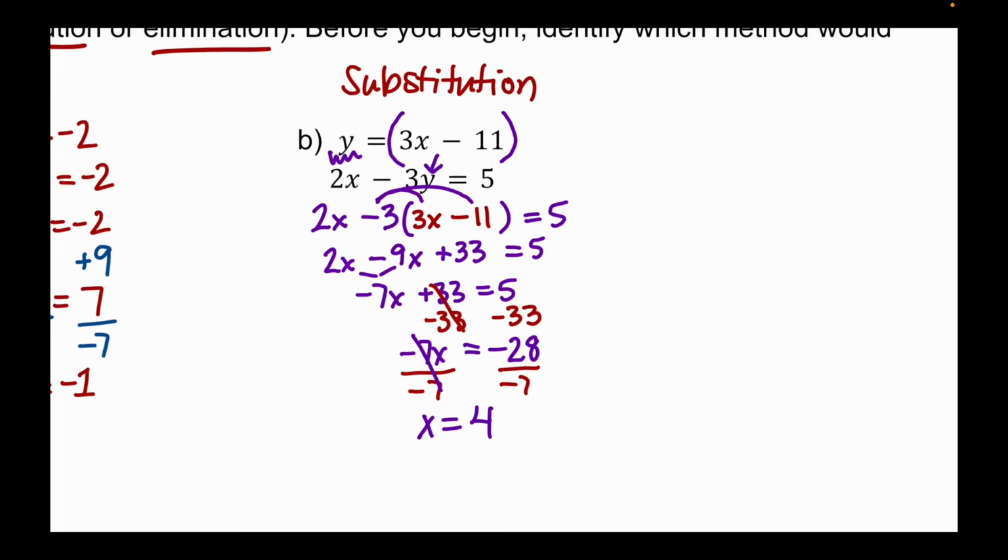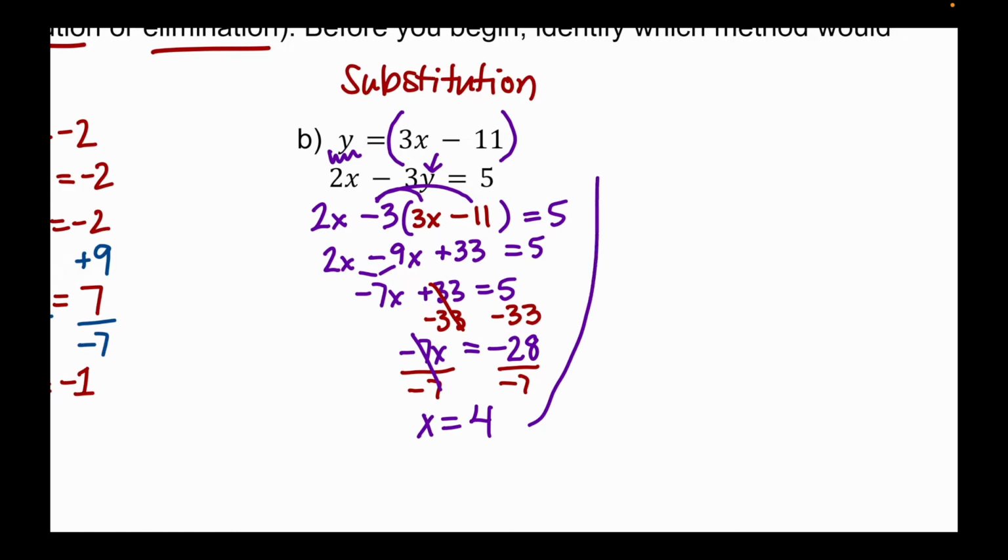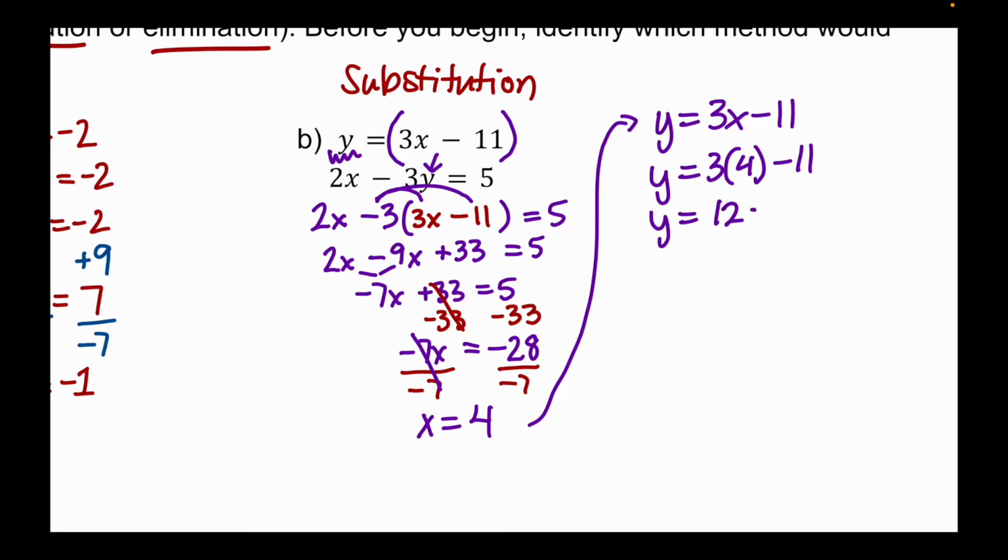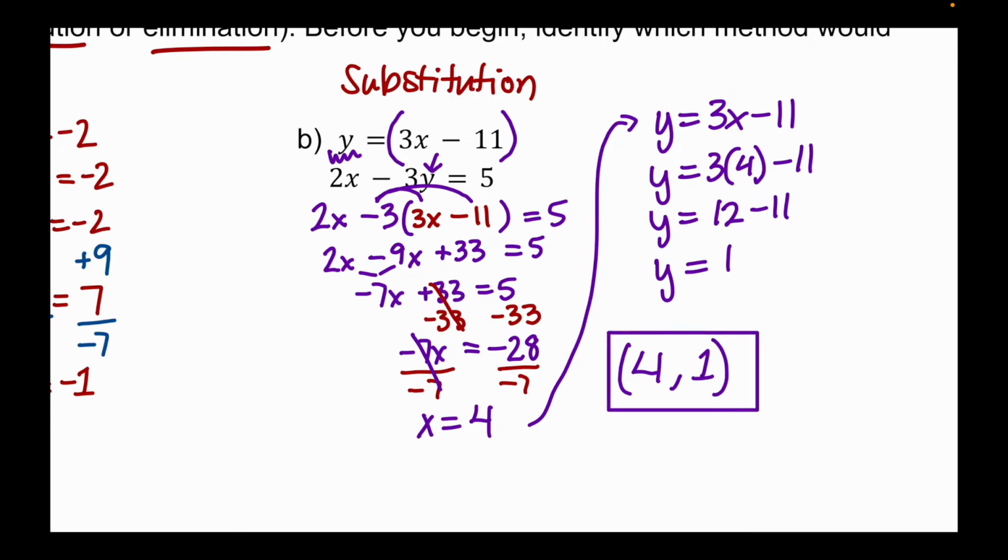From here, the easiest thing to do is going to be bringing this back up to the top and plugging it into the y equals equation. So I'm going to bring this back over and plug this into y equals 3x minus 11. So this will be y equals 3 times 4 minus 11. 3 times 4 is 12, and 12 minus 11 is 1. So this answer is 4, 1. And that is the substitution method.